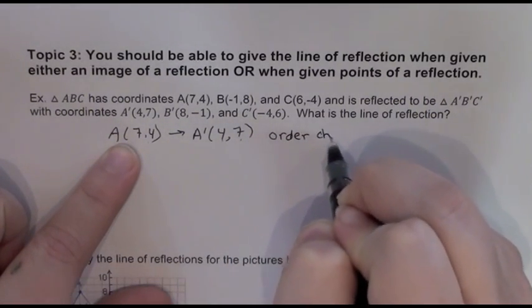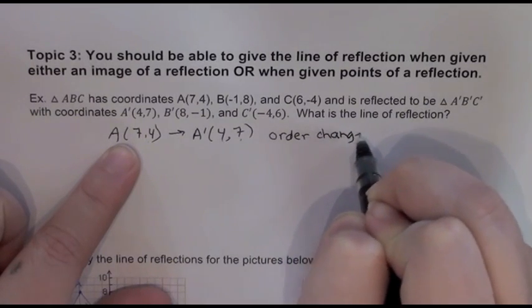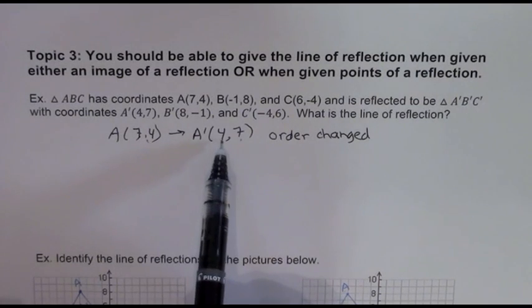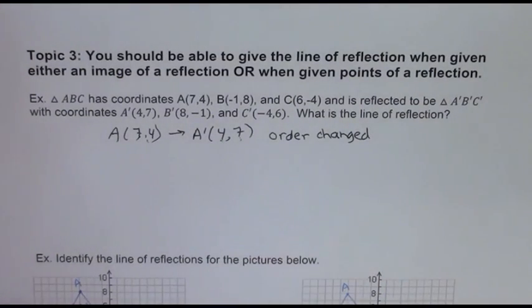The order changed. The 7 was first here, and then the 4, and here the 4 comes first, and then the 7. No negatives changed. They're still all positive numbers. It's just they flipped order. The first became the second, and the second became the first.